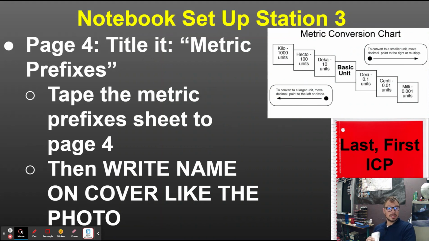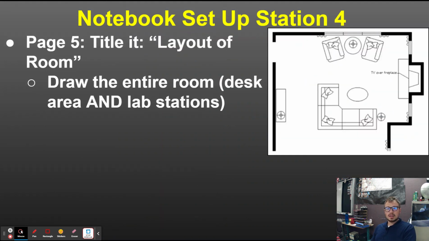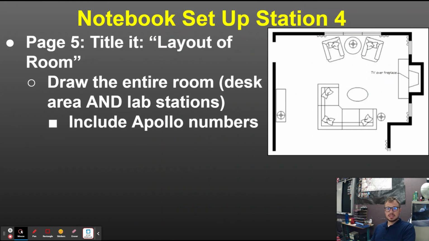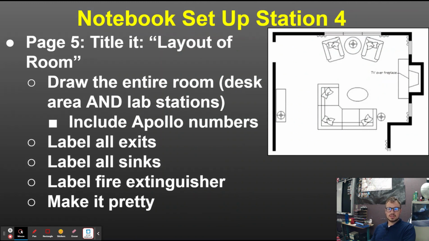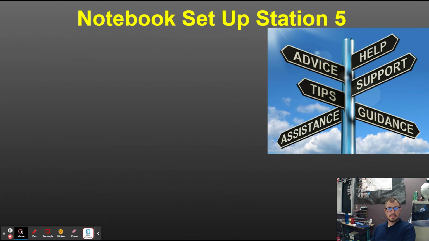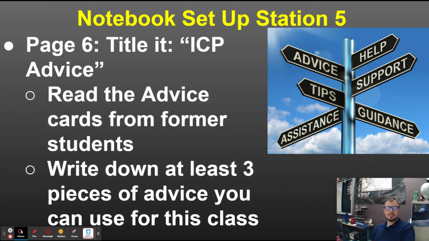But the metric sheet gives you the units that we're going to be using and also gives you a metric conversion chart. The last one was the layout, or sorry, page 5 was the layout of the room. Draw the entire room, desk and area and lab stations. Include the Apollo numbers, label all exits, label all sinks, label a fire extinguisher, and make it pretty. Now the page 5 was page 6. The stations didn't match up with the pages. So page 6 was ICP advice.